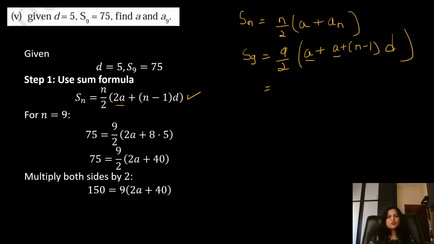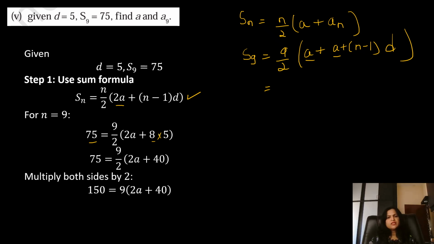Okay, so now for n equal to 9, S9 is 75, it is given. Substitute n by 2, that is 9 by 2, into 2a plus n minus 1, which is 9 minus 1 is 8, into d, which is given as 5. So next step is 75 equal to 9 by 2 into the bracket 2a plus 8 fives are 40.